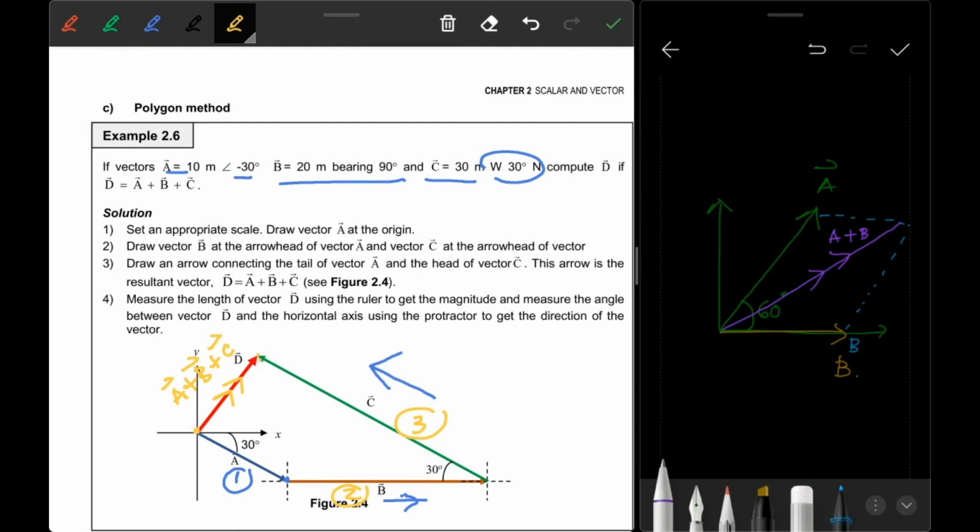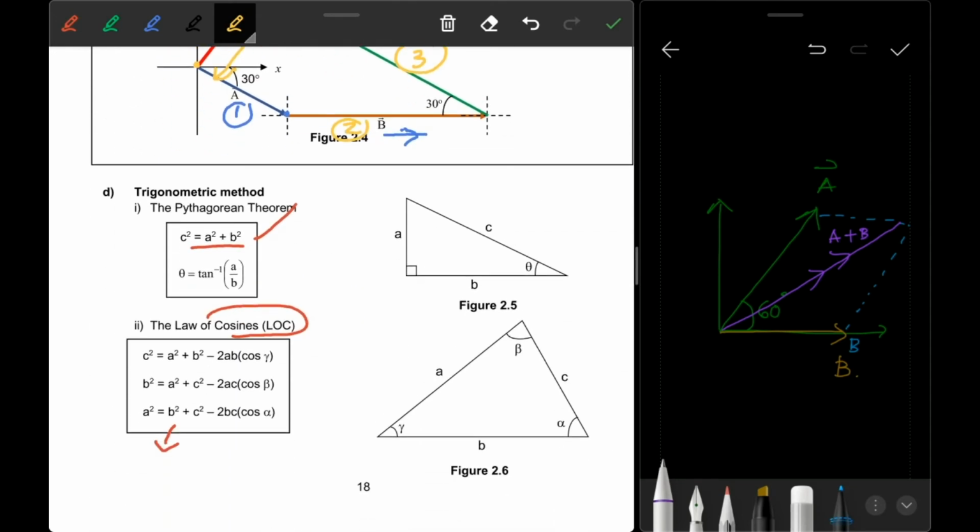So if you want to find the resultant, just take a ruler. You measure it from here to here by using the ruler. You can get the resultant vector. So that is the polygon method. Then we go to the last method, the trigonometric method. Okay, this one, you will use Pythagoras Theorem.